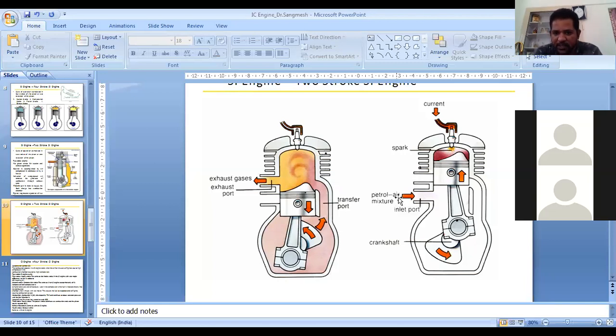At the same time, it is drawing the fuel and air into the crankcase, but it will not allow it into the cylinder. It is only entering into the crankcase. So this is how it works. In addition, once it reaches TDC, it reaches a certain temperature, equivalent to self-ignition, that is the ignition temperature, we call it.